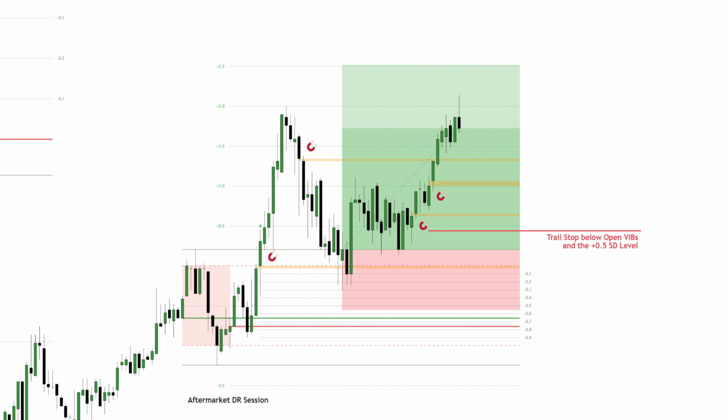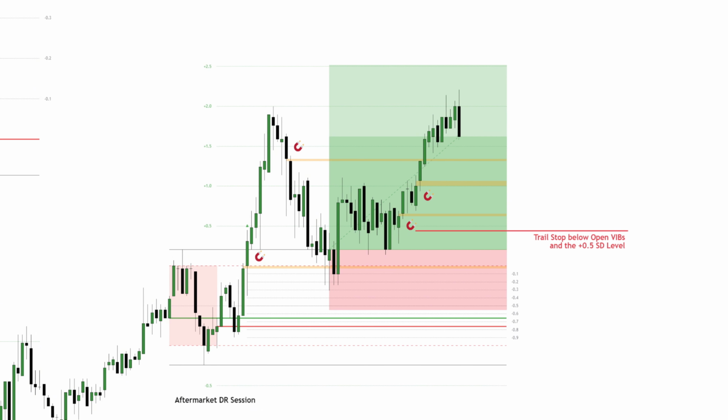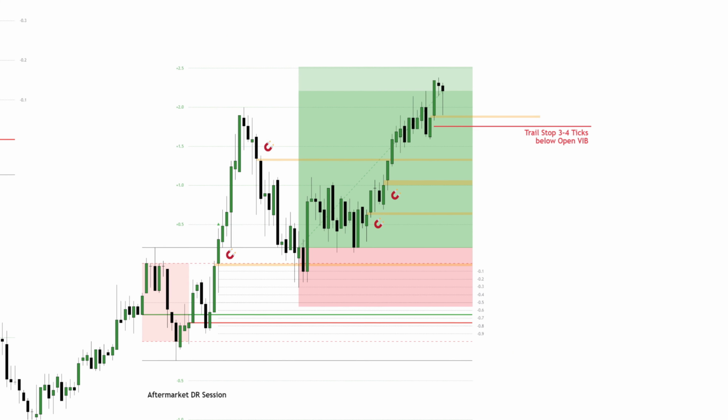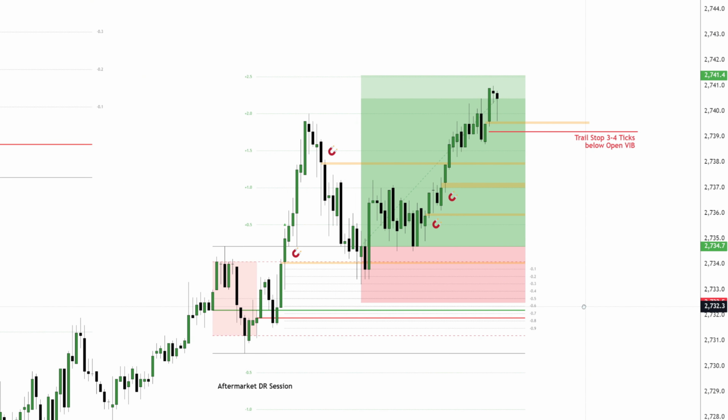In this setup, we will cover not only both WIBs but also the plus 0.5 standard deviation level close to it. As price moves closer to the target and session end, trailing the stop aggressively is wise. This open volume imbalance offers an ideal level for that. It's not done yet. You may get the chance for a major runner.